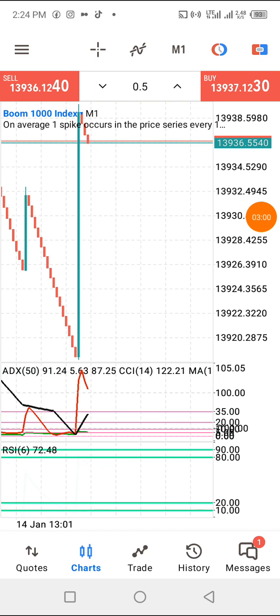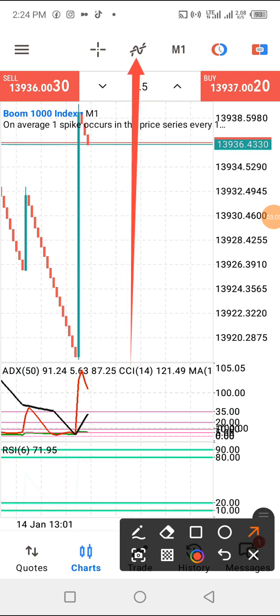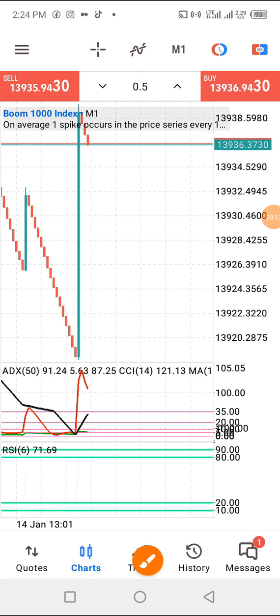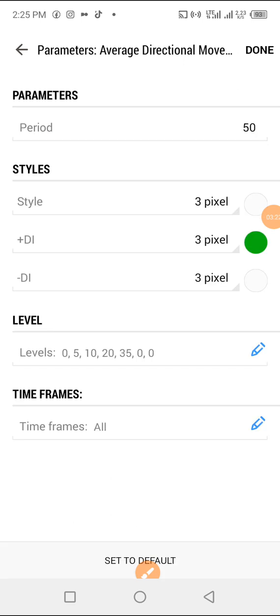For those of you who are new, when you want to put indicators onto your chart, this is where you click. Mine is in the hashtag. If yours is in dollar, click on it. So when you click on it on window 1, because there's nothing in the main chart, on window 1 we have the average directional movement index, which is the ADX. Use this setup.